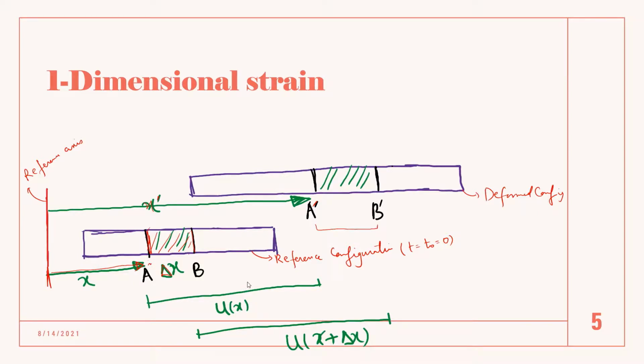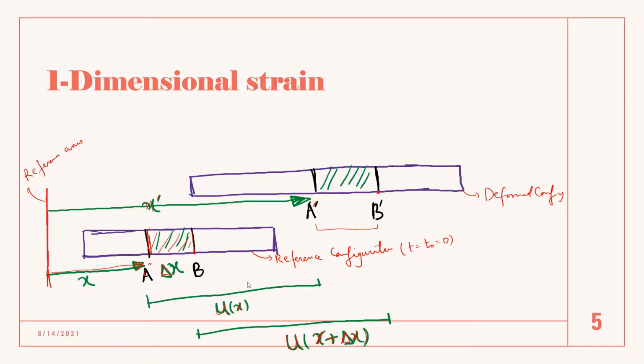So for that, we know that this point A shifted to this A prime point. So this means that this point displaced to this point. That would be the displacement u of x with respect to A, and then this B point has shifted to this position. So B has shifted to this point B prime. Now this displacement would be u of x plus delta x.